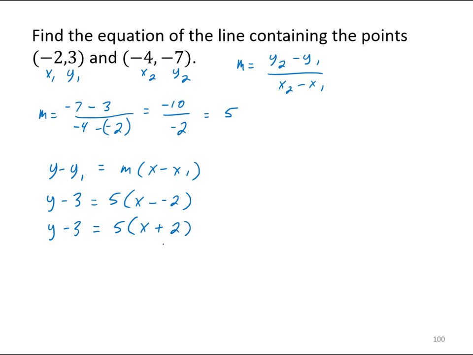We have x minus a negative 2. Change that to a positive. And then we will distribute. So this will be 5x plus 10, distributing the 5 to both terms. So y minus 3 equals 5x plus 10. And finally, we will add 3 to both sides, so that y equals 5x plus 13.